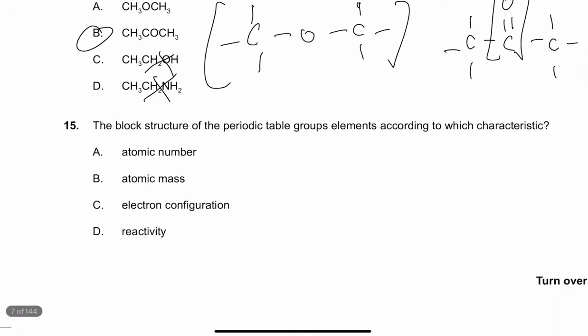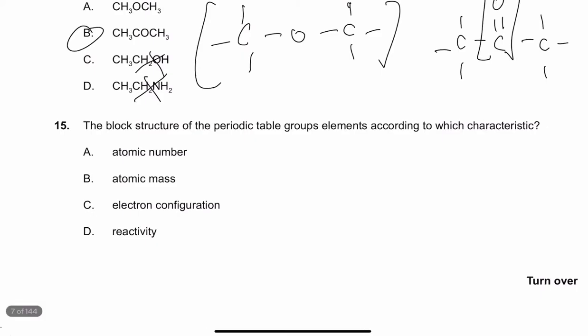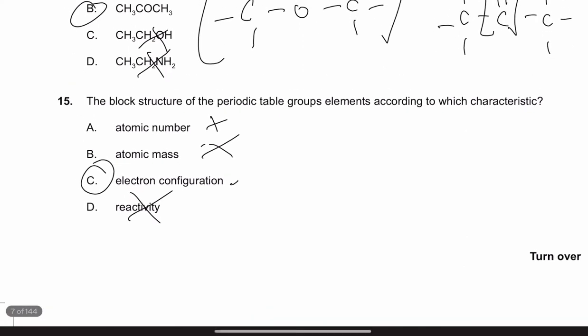Okay. So block structure, we know our P block, S block, D block, those kind of blocks. So we're looking for something that relates to that. We know it's not atomic number, that's not the block structure, that's just the order. Atomic mass, we know it's not that. Electron configuration, now that sounds about right, because P block, S block, that has to do with the electron configuration. But let's just check the last one, reactivity, that's false. So it's C, electron configuration. Pretty simple one, pretty easy to understand.